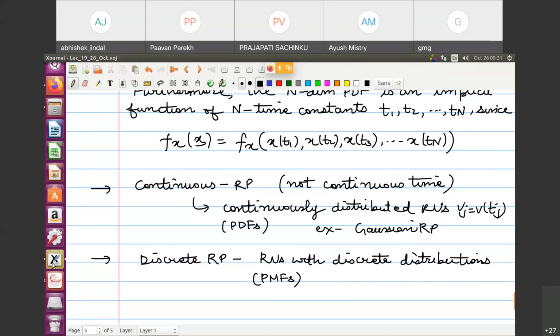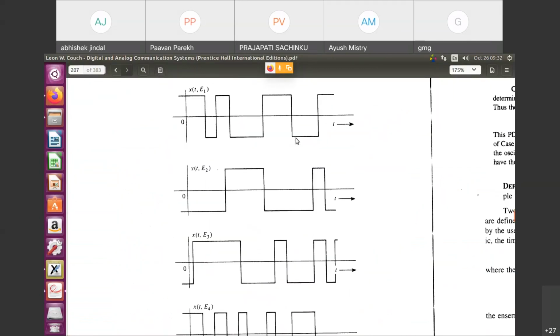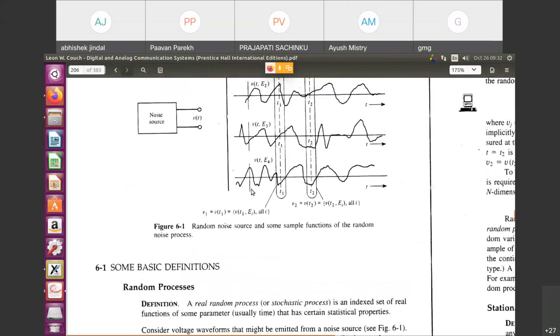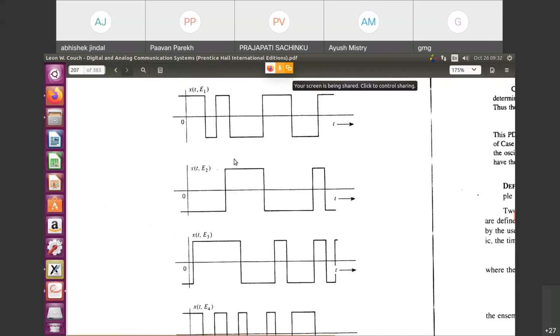We have an example of this discrete type of random process, which we can see in the textbook. You will have finite levels. Time here is continuous, but the values which x of t takes are finite. You can take values such as 1, 0, 1, minus 1. So you have several possible waveforms. The value at t1 belongs to a much larger set in the continuous case, and the value at a particular time for the discrete random process belongs to a finite set.